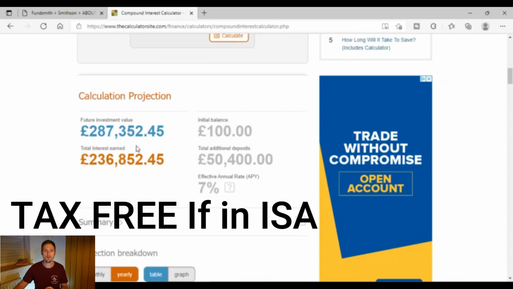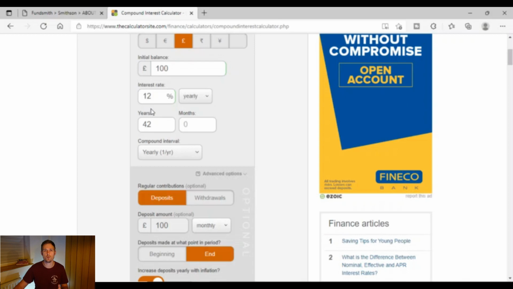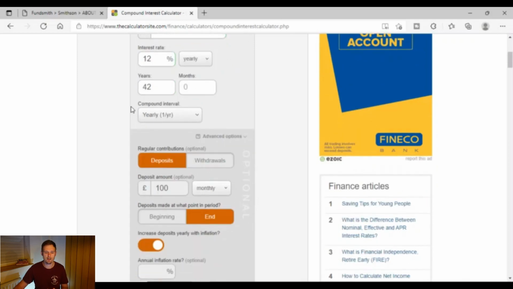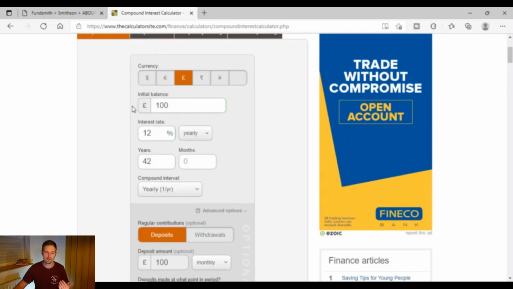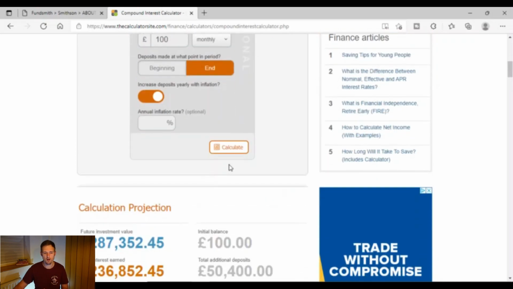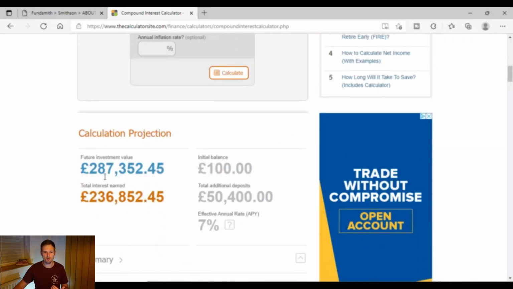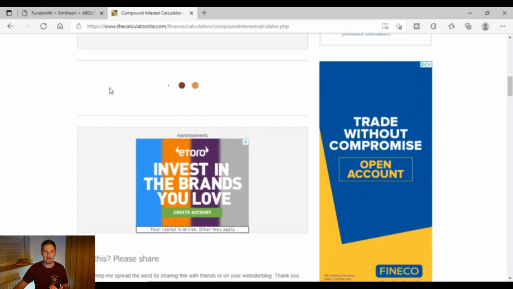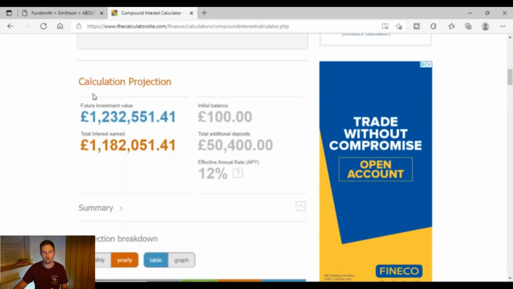£287,352. Now, if we scroll up and change that interest rate to 12%, which I strongly believe, after the inflation number that you want to take off and the fees for the fund, you'll be getting on average like 12% easily per year. It could be more, but I don't think it'll be any less than that based on what they're investing in. And you have the same amount of money here, so starting with £100, £100 a month, and we press calculate. This number is going to go from 287,000 to 1.2 million and change.